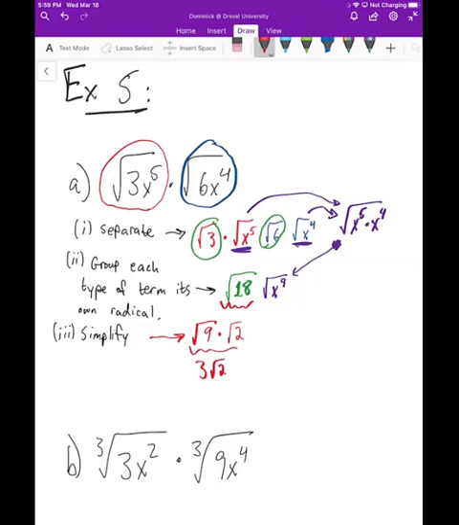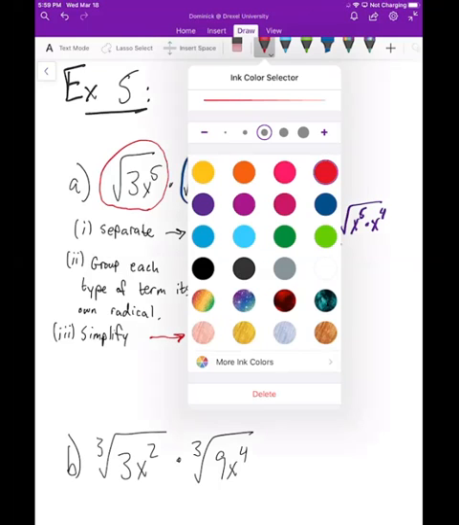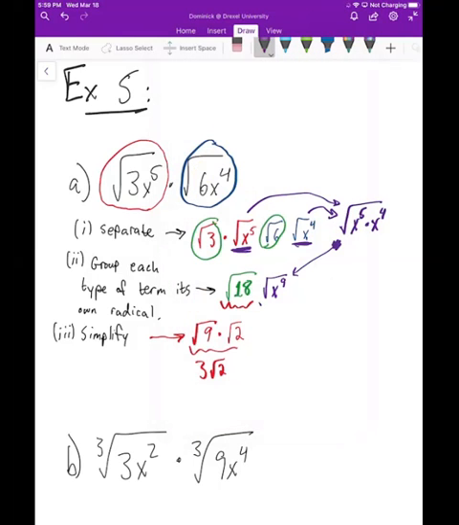Okay, and then we can take our variable terms and convert that to its exponential form, and this would be x to the 9 over 2, right? Because if you don't see a number there, we assume that it's a 2, and then of course that's 9 over 2.